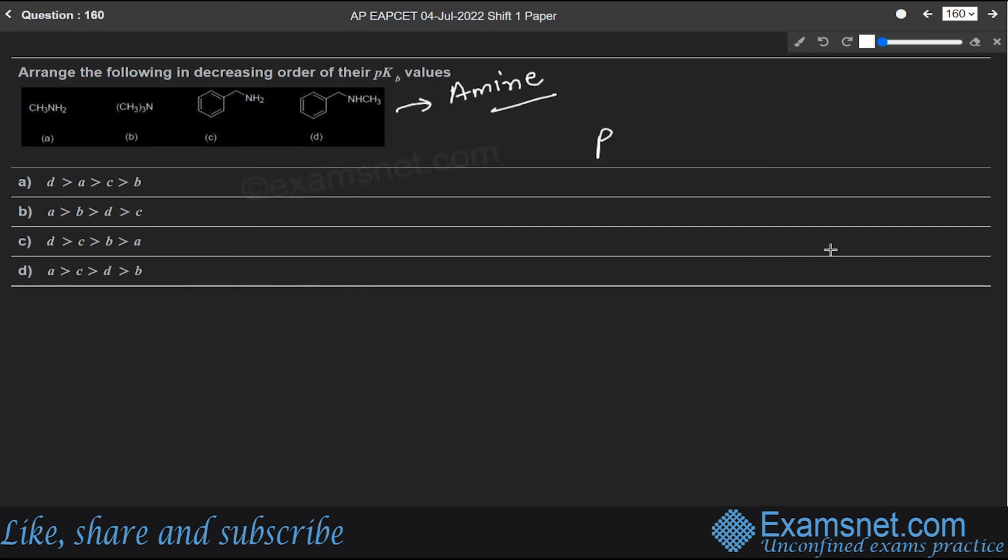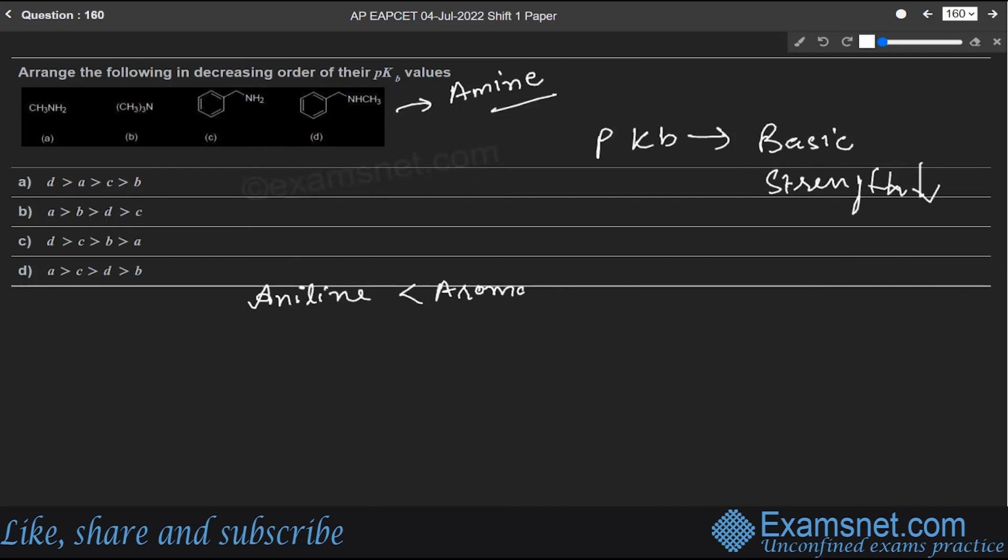When there is a high pKb value, that means the basic strength would be decreased. So the correct way to approach this kind of question is to write the increasing order of pKb, which is the decreasing order of basic strength, and reverse the process. So which would have high basic strength? Right now, before telling you this, let me tell you about aniline and aromatic amines. Between aniline and aliphatic amine, the aliphatic amine has higher basicity. Why?